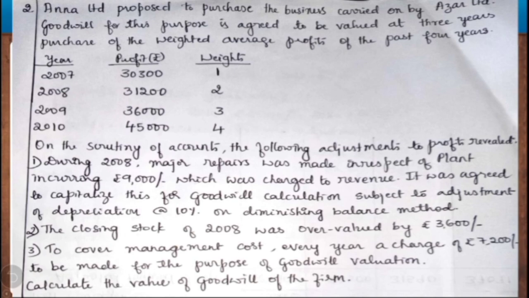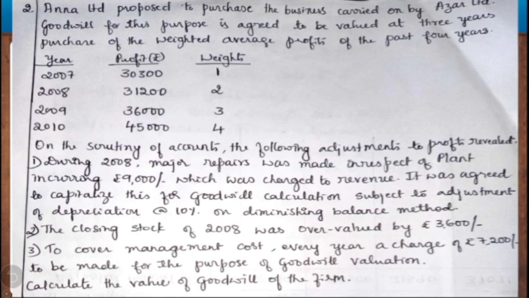First one, during the year 2008, major repair was made in respect of plant incurring rupees 9,000, which was charged to revenue. It was agreed to capitalize this for goodwill calculation subject to adjustment of depreciation at 10% on diminishing balance method. Second one, closing stock of 2008 was overvalued by 3,600. Third one, to cover the management cost every year a charge of 7,200 to be made for the purpose of goodwill valuation. Calculate the value of goodwill of the firm.